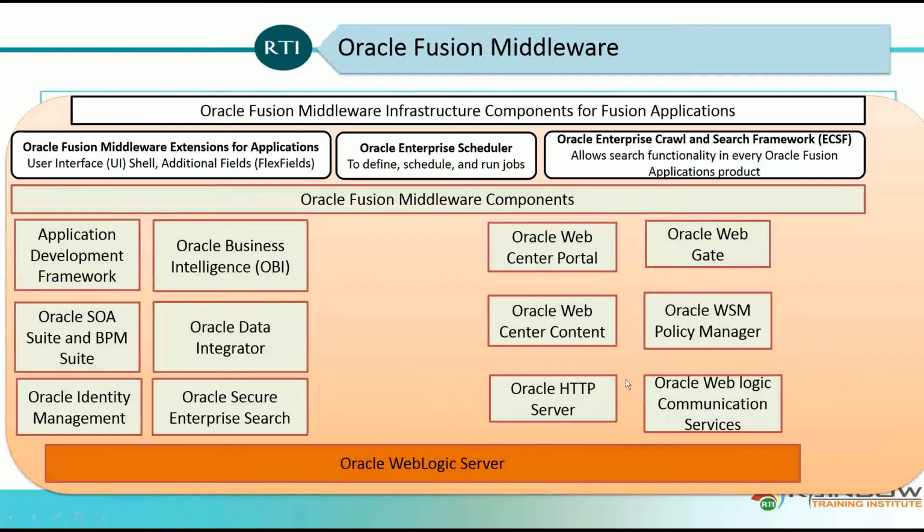So Oracle HTTP Server is for that, and the Oracle WebGate also works along with the HTTP Server, but this WebGate is used for the authentication. Before coming into the HTTP Server, it will authenticate the user. This Oracle WebGate works with identity management and authenticates what kind of data the user is accessing, what kind of application the user is accessing, and based on that, it will forward the request to the HTTP Server. That is the use of it.